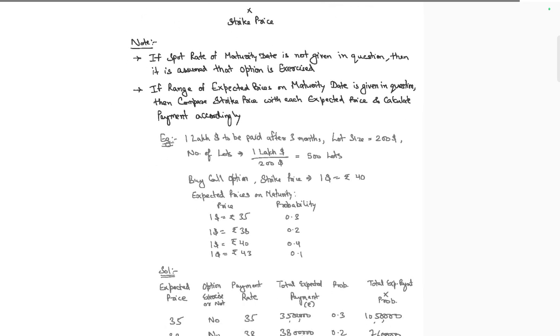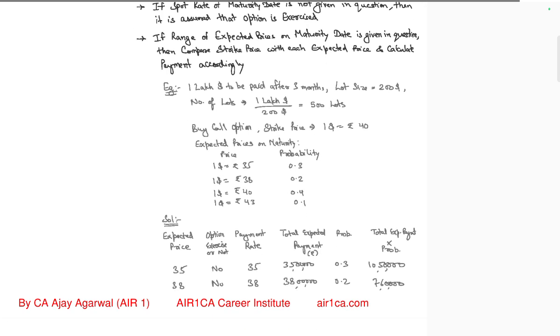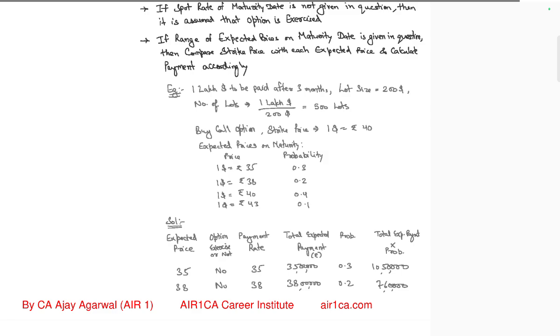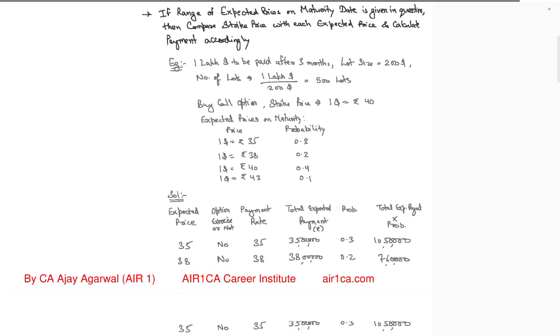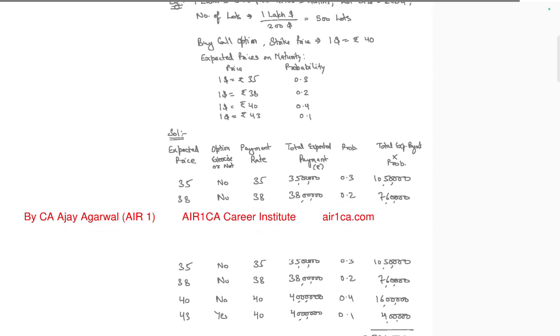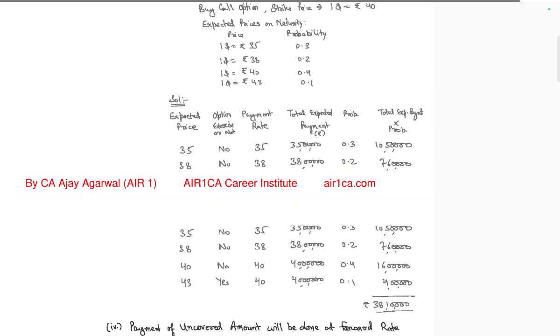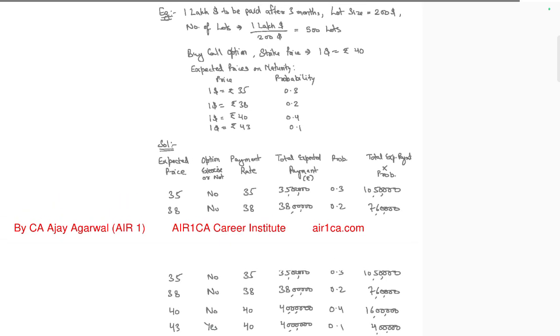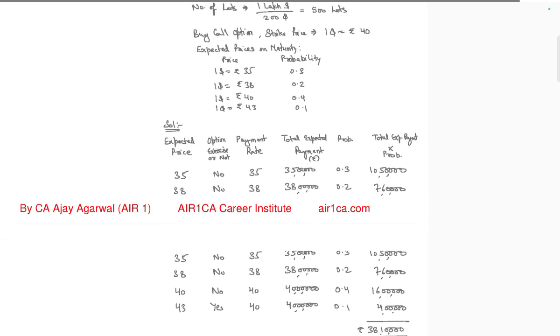If a range of expected maturity prices is given in the question, calculate for each price. Suppose 1 lakh is to be paid for 3 months, so 1 lakh to buy at strike price 40. The expected prices are 35, 38 and 40, each with a probability. Is the option exercised or not at each price?